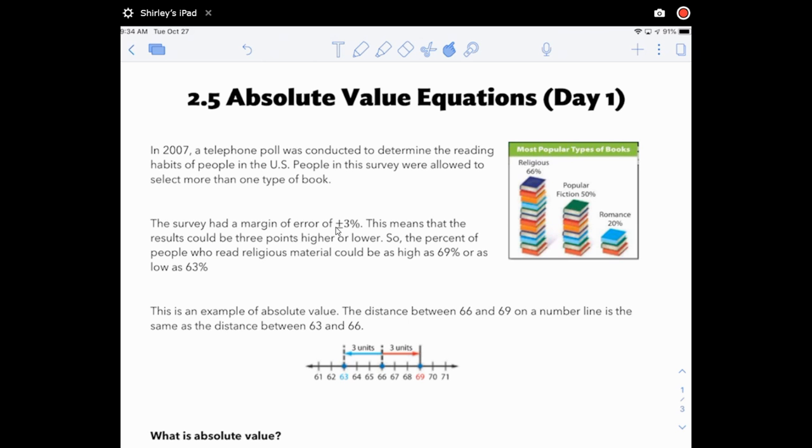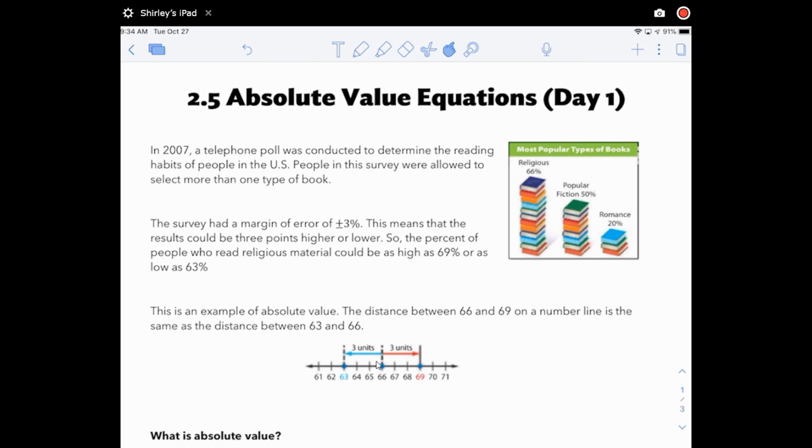So think about it as a survey went out. It is impossible to survey every single person that exists. So this margin of error gives you some leeway on both ends. So if the margin of error is plus or minus 3%, then if we're talking about religious books, if 66% said yes, that plus or minus says that I could probably be anywhere really from 69% down to 63%, just to account for those people that were not involved in the survey. This is an example of your absolute value.